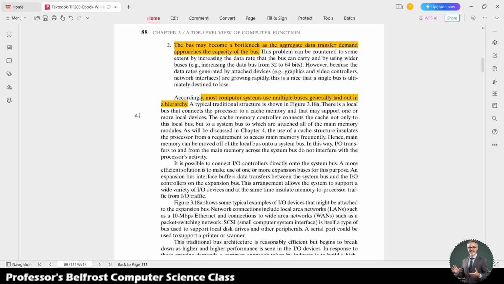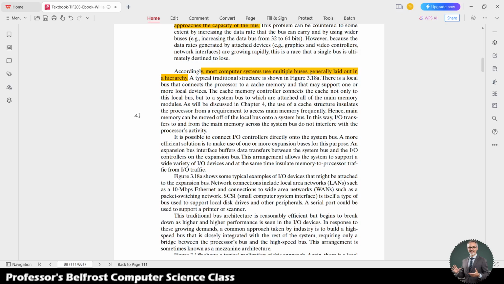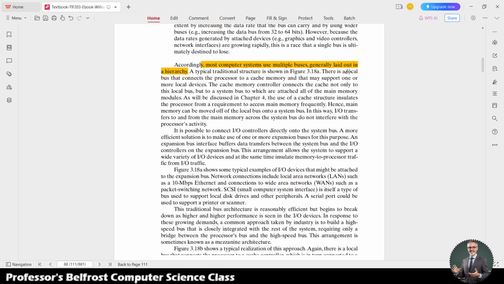There is a layered hierarchy. There is a local bus that connects the processor to a cache memory, and that may support one or more local devices. A cache memory controller connects the cache not only to the local bus but to a system bus to which are attached all of the main memory modules. Hence the main memory can be moved off the local bus onto a system bus, and in this way the I/O transfers to and from the memory across the system bus do not interfere with the processor activity.